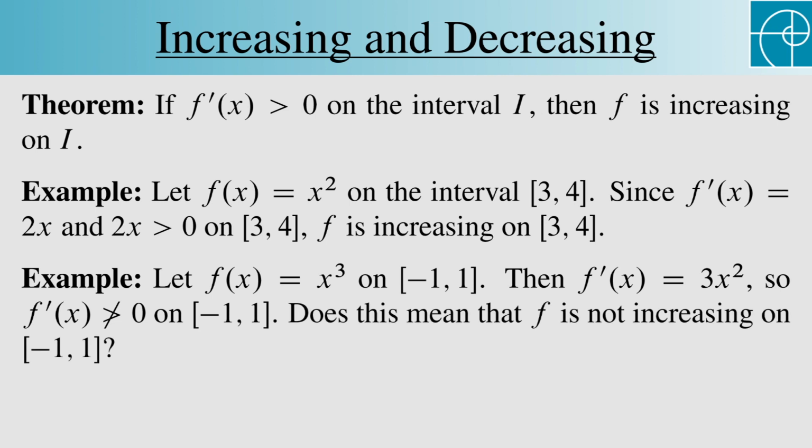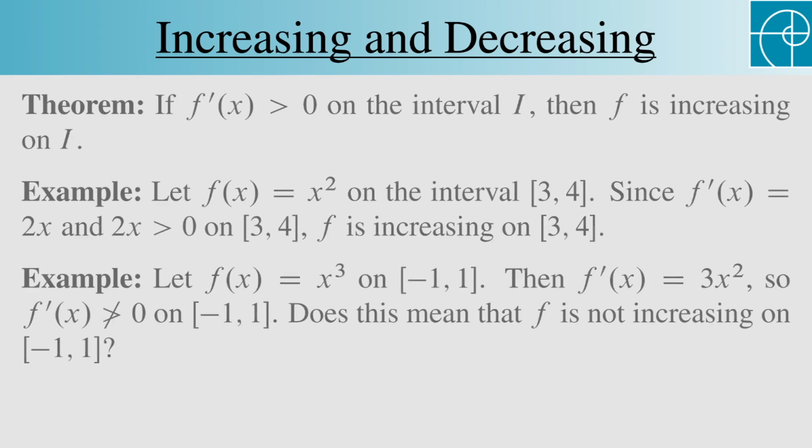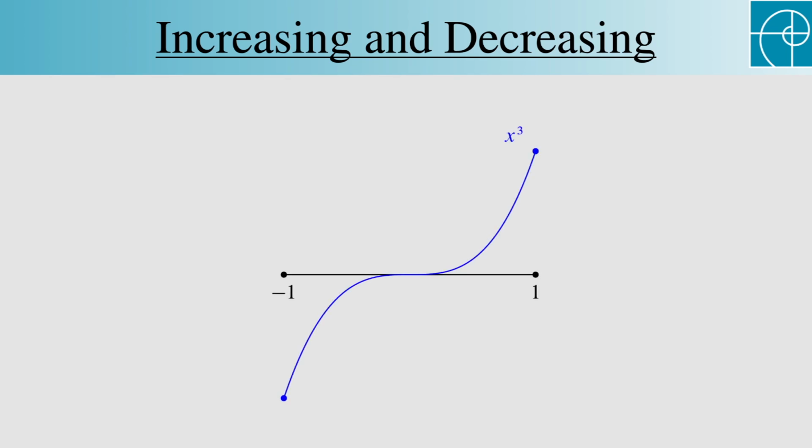Does this mean that f isn't increasing on the interval (-1, 1)? Let's look at the graph. You can see from this, and you can verify algebraically, that x cubed satisfies the definition of increasing on (-1, 1). This means that while it's sufficient to show that f prime is positive on I to show that f is increasing on I, it's not necessary. So you can't prove that a function's not increasing by showing simply that f prime isn't always positive.